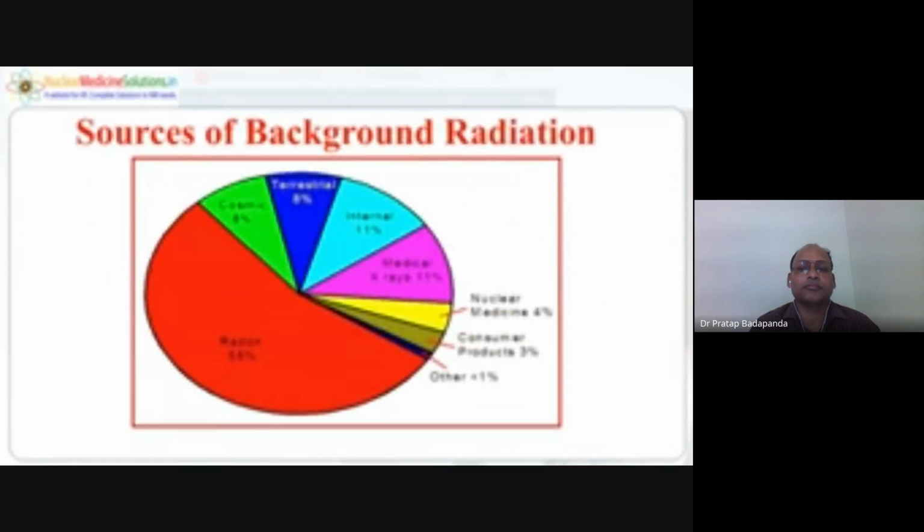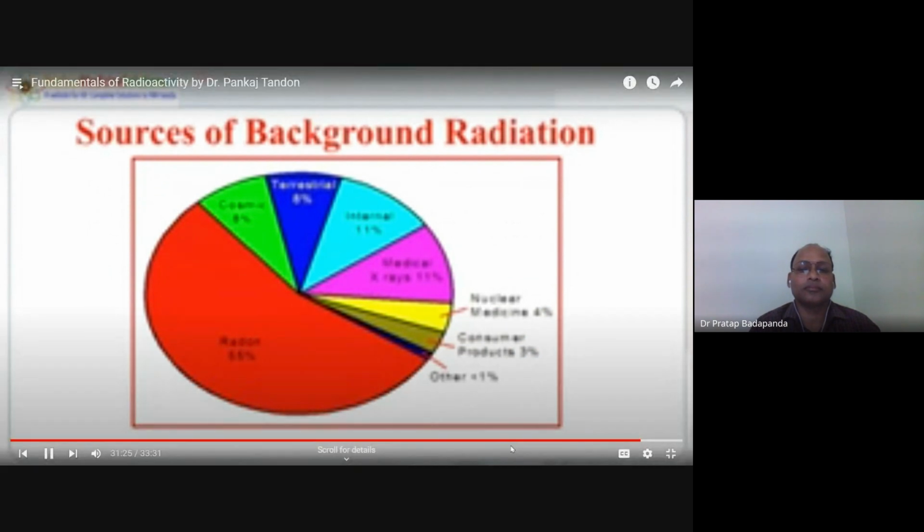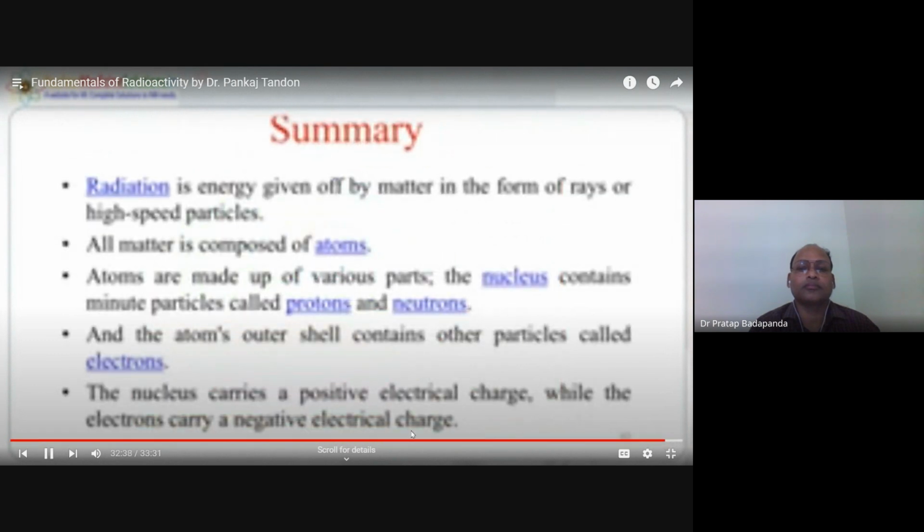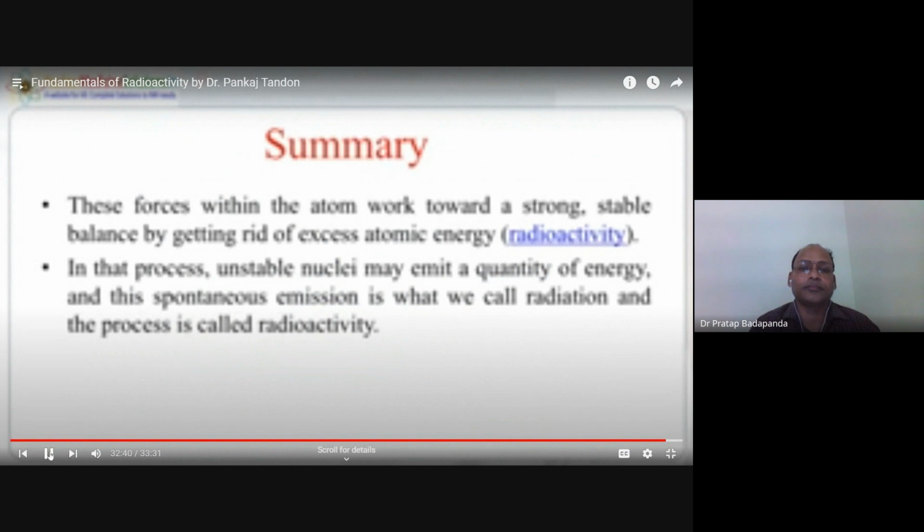Now this particular slide tells about the sources of background radiation. Radon, if you see, cosmic rays give 8%. Terrestrial rays give 8%. They should not give any kind of harm. Electrons carry a negative electrical charge. These forces within the atom work towards a strong, stable balance by getting rid of excess atomic energy.